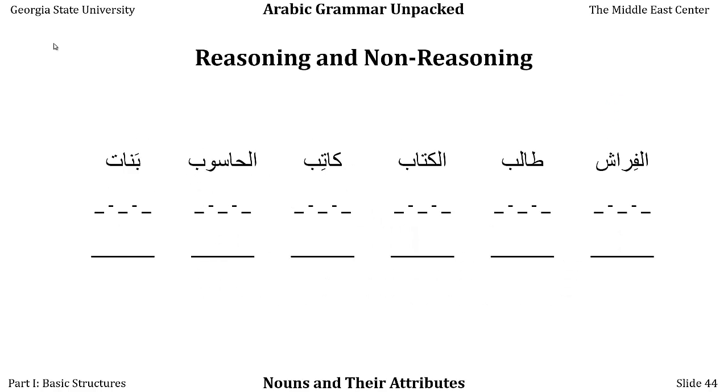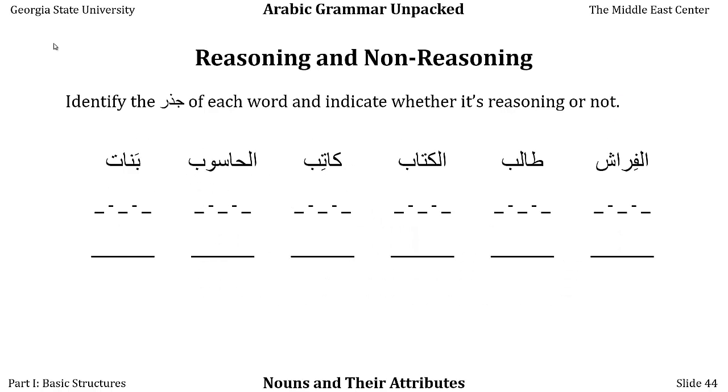So we can look between these words and see their jidr and indicate whether it's reasoning or not. So al-firash, a mattress, fa, ra, shin, is غير aqil. Mattresses don't think. Talib, ta, lam, ba, is aqil, because contrary to what professors often want to believe, students do think. But al-Kitaab, a book, kaf, ta, ba, it might make you think, but it doesn't think by itself. So it's غير aqil, non-reasoning.